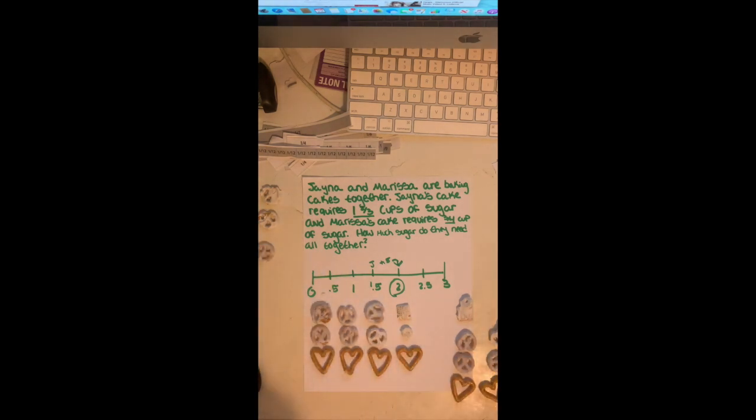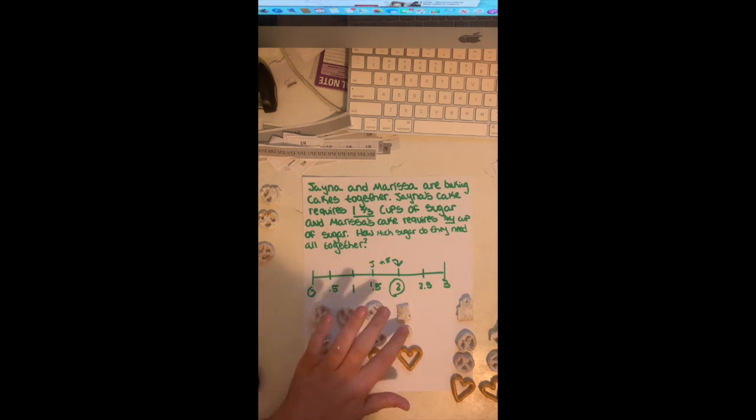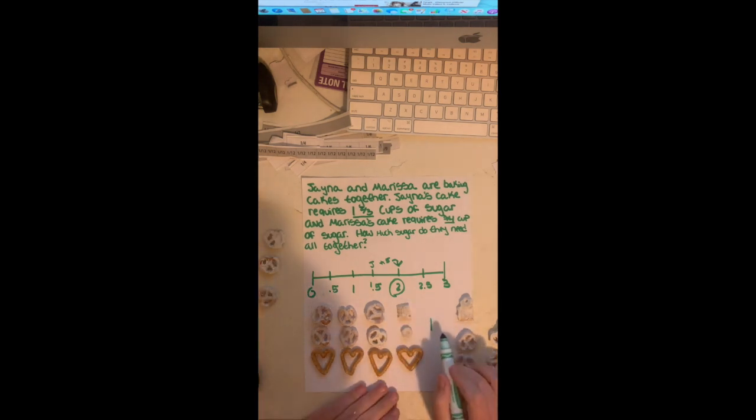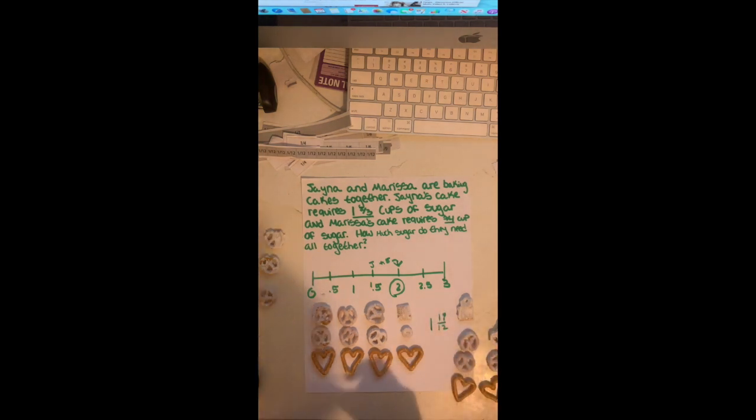Okay, so now we need to count how many parts we have all together. 1, 2, 3, 4, 5, 6, 7, 8, 9, 10, 11, 12, 13, 14, 15, 16, 17. So it looks like we will have 1, because remember our 3 over here, which was 1 whole one, and then 17 twelfths as our answer. So together they need 1 17 twelfths cup of sugar.